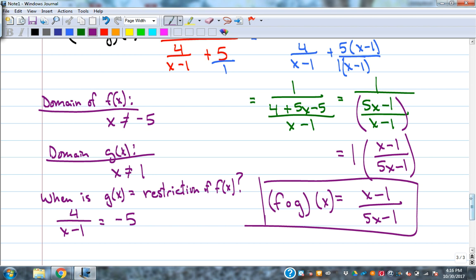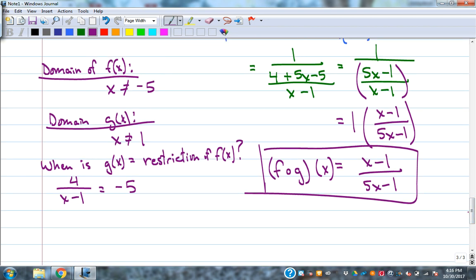Okay, so when is the second function equal to the restriction from the first function? That's kind of the general idea that we're looking at here. Specifically on this one, when is that 4 over x minus 1 equal to negative 5? And we need to solve that problem. So it's an equation, can be solved like any other equation. This one I'm going to set up and do like a proportion because it's easier to do that way, right? You just cross multiply.